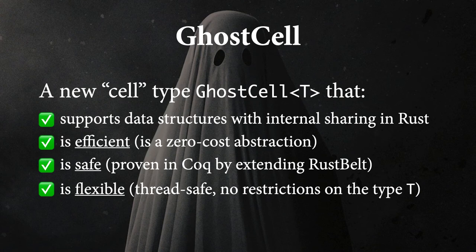Ghost Cell is a new cell type, which, like the existing cell types, provides support for interior mutability, for mutating safely through a shared reference. But unlike the existing cell types, Ghost Cell overcomes the trade-off between safety and performance. First of all, it's efficient. Ghost Cell is a zero-cost abstraction, meaning that it does not incur any dynamic cost in terms of time or space. Second of all, it's safe. We've done a formal proof that Ghost Cell is a safe extension to the Rust language, and we've mechanized that proof within the RustBelt framework, which is implemented in Coq. And last but not least, it's flexible, meaning that unlike some existing cell types, Ghost Cell is thread-safe, and does not place any restrictions on the type of data being shared.